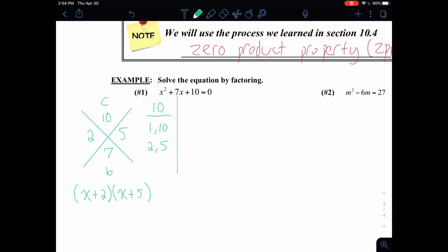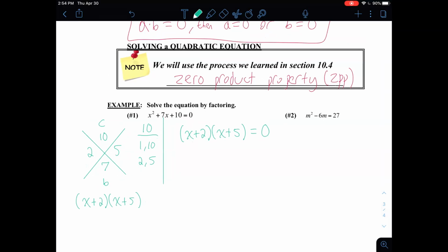Okay, so this is the most important part, this stuff right here. The last part's really not that tricky, but it can seem like an extra step. So don't overthink this here. So we're going to put x plus 2 times x plus 5 equals 0. So the zero product property says if this entire thing is 0, then either this equals 0 or this equals 0. So all we're going to do is take each part: x plus 2 equals 0, or x plus 5 equals 0.